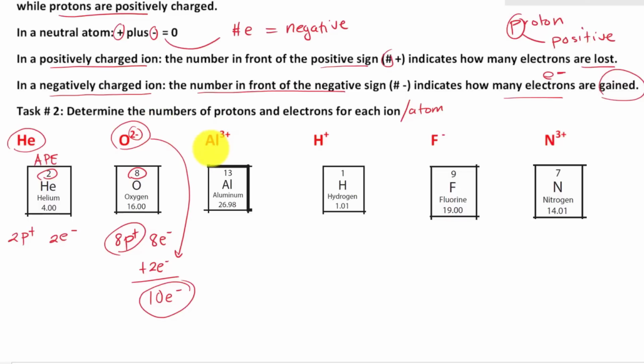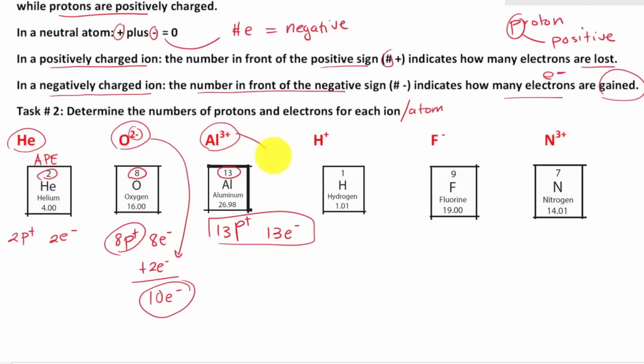Now, in this case, we have aluminum 3 plus. Well, originally, aluminum has how many protons? We have 13 protons right there. How many electrons does it have? It has 13 electrons as well. This is for the original or neutral atom of aluminum.